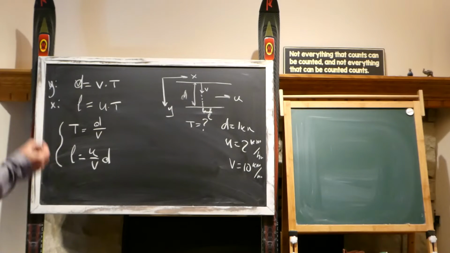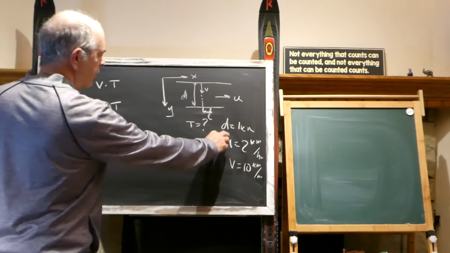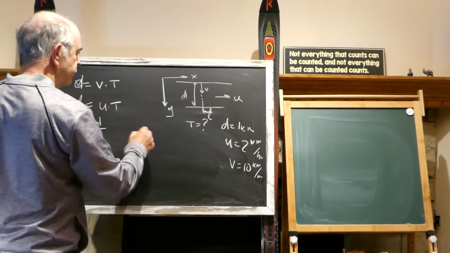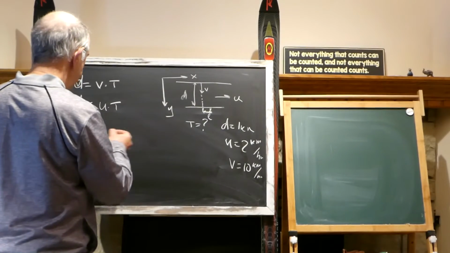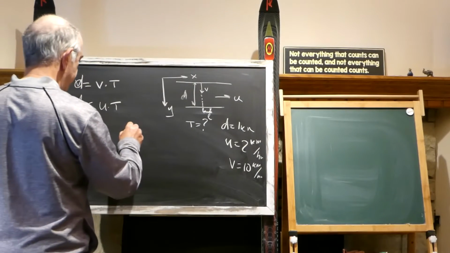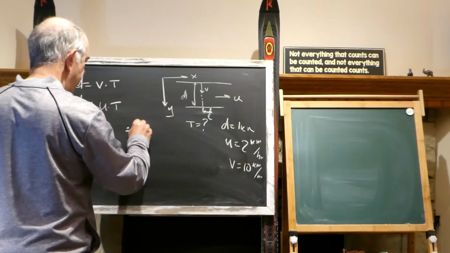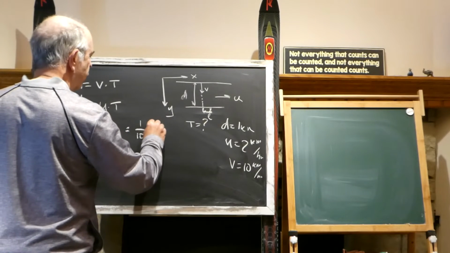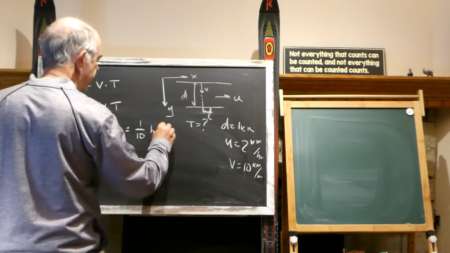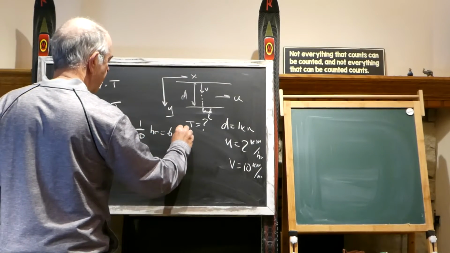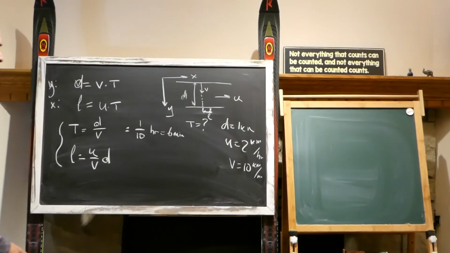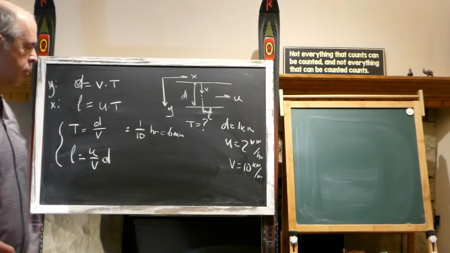And we can plug the numbers. t is 1 kilometer, and the speed of the boat is 10 kilometers an hour. So it would be 1/10 of an hour. 1/10 of an hour is about 6 minutes. 6 minutes and we will be on another side of the river.